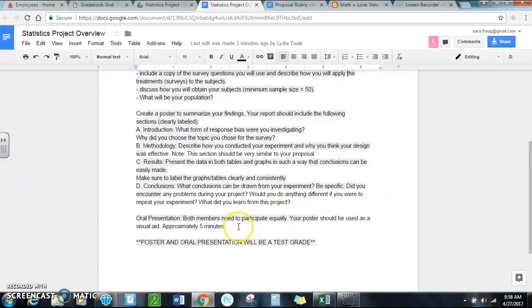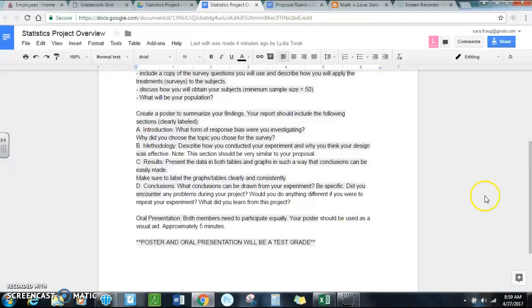And then you will, again, do an oral presentation with your partner or your group, and it should be about 5 minutes long, discussing these 4 things. The poster and the oral presentation will come together to create a test grade. So you'll have the quiz grade from the proposal, a test grade from the presentation, and then for each of the 2 days that you are working, you will get a classwork and a homework grade based on how you participate throughout the day. If you're constantly on your cell phone, and I'm constantly having to redirect you, or if your group isn't being productive, it is going to affect the daily grade that you get.